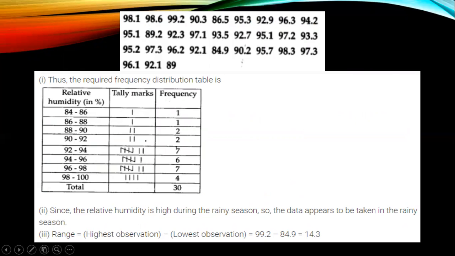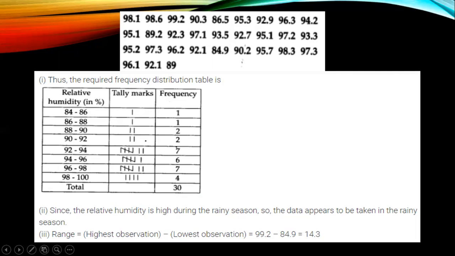Now, as you can see over here, I made a grouped frequency distribution table using the data. So 84 to 86, we have only 1 tally mark, so the frequency is 1. And if we could see, in the class interval 92 to 94 and in the class interval 96 to 98, we have the maximum days, that is 7 each. So out of the 30, 14 days you could see over here has humidity in the range of 92 to 94 or say 96 to 98. Now, since the relative humidity is high during the rainy season, we can predict that the data appears to be taken in the rainy season.